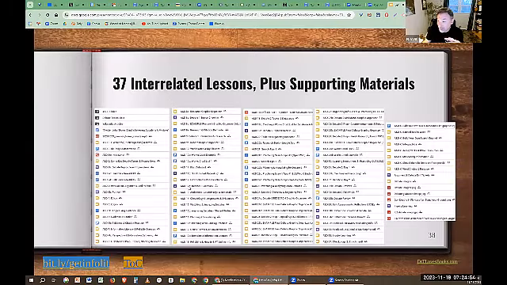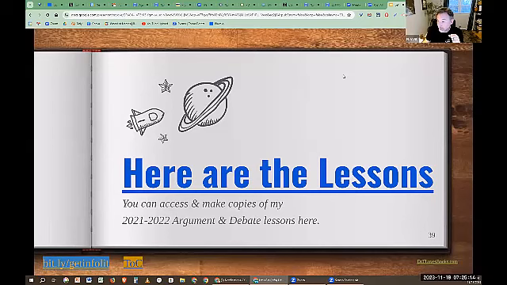There are 37 interrelated lessons, starting with the welcome and going all the way to some enrichment when we got to the end of our course. There's also some lessons that used to be part of the class, but then no longer were, but they were too good to throw out. So I kept those around. So you've got lots of options there.